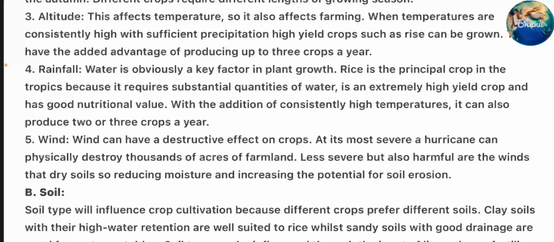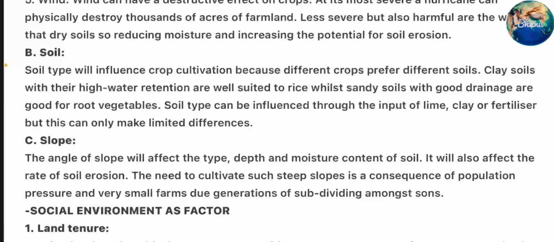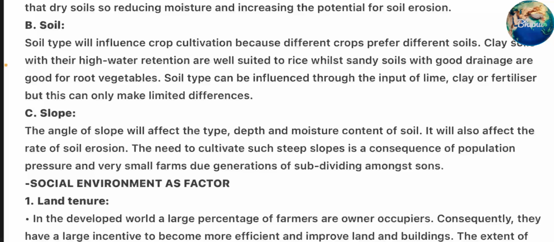Wind can have a destructive effect on crops. At its most severe, a hurricane can physically destroy thousands of acres of farmland. Less severe but also harmful is the wind that dries soils, so reducing moisture and increasing the potential for soil erosion. Next, soil. Soil type will influence crop cultivation because different crops prefer different soils.